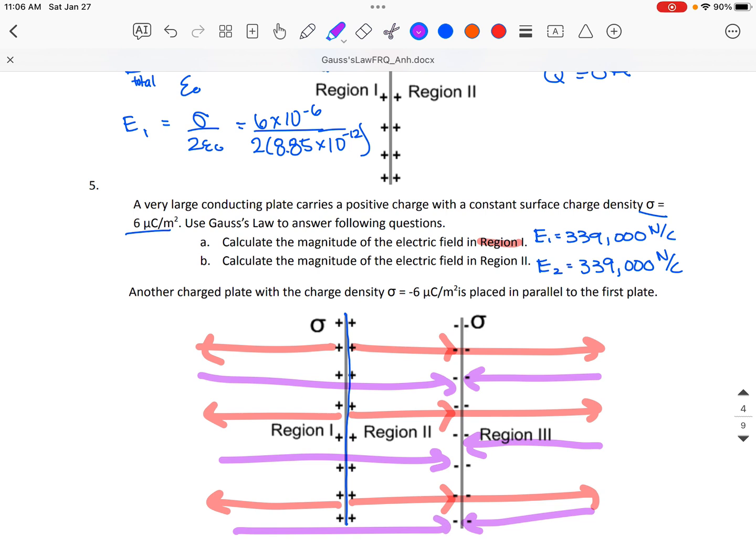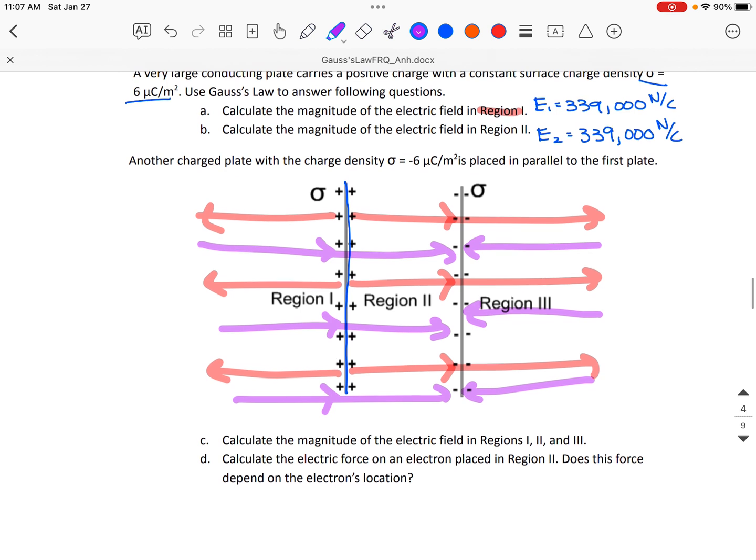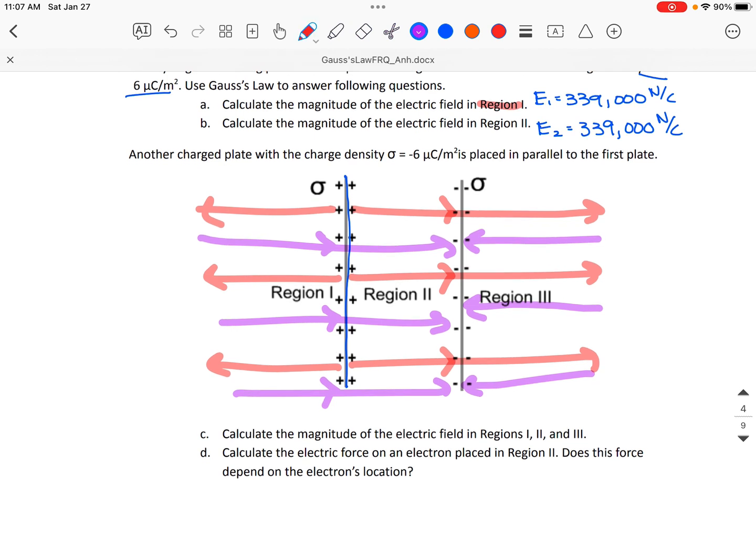And so what you can see, and I'm going to draw it negative here just so you know what happens in region 1, is because they're equal and opposite, we can see that the electric field in region 1 has an electric field to the left of 339,000 and also an electric field to the right in purple of negative 339,000. So this ends up canceling out to 0. Same with region 2. We've got the electric field from the positive charge pointing right, the electric field from the negative charge pointing left, and that's also 0.